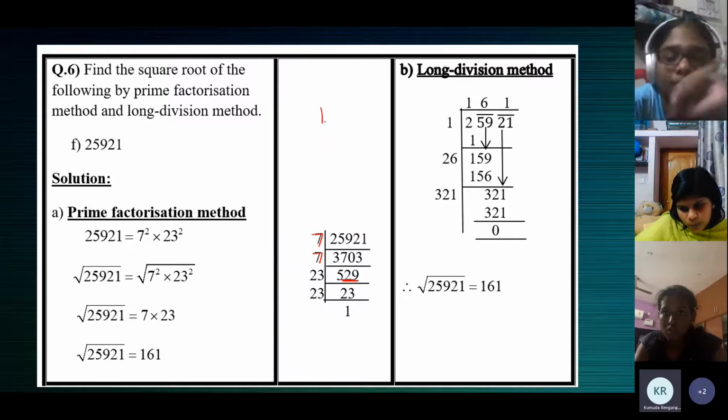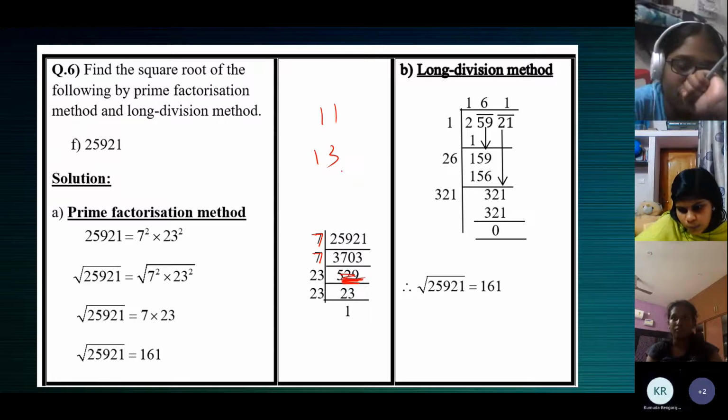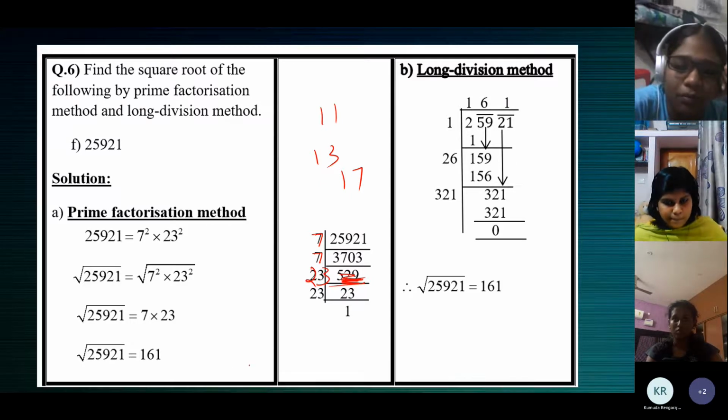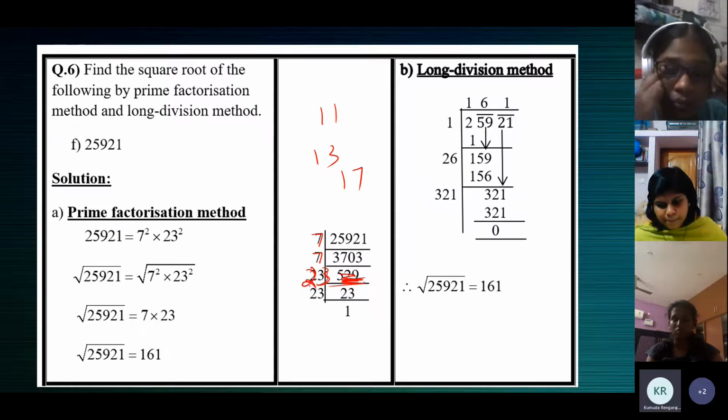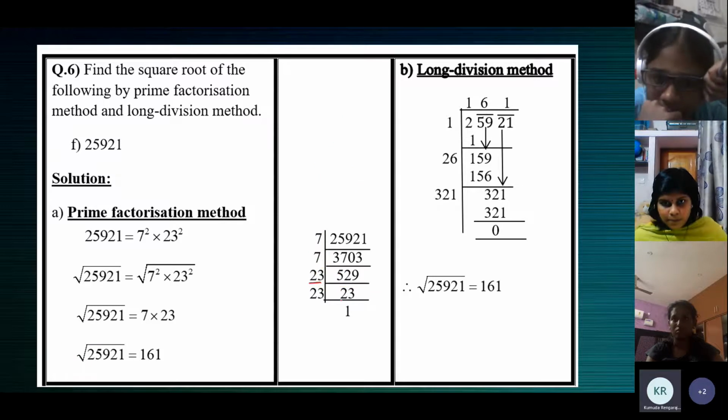So then I thought, okay, let me try 11. It's not divisible by 11. Then I thought 13. No, it's not divisible by 13. Then 17. It's not divisible by 17. So like that, we go up till 23. You keep checking like that, and then you come up to 23 and you realize that it's divisible by 23. 23 times 23 ones.